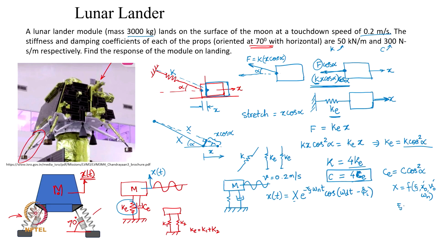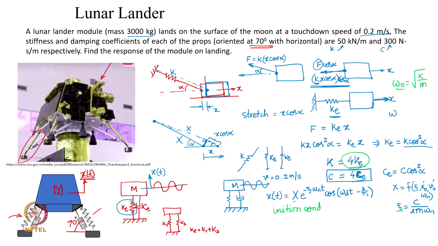Zeta is basically going to be C over Cc. Now, Cc is 2 m omega n. So, you can find out what is omega n. Omega n is square root of k over m. Now, this k is nothing but 4 times the effective stiffness. So, you can find out omega n, you can find out zeta, everything in this case is known. The only thing that you need to understand is the value of the initial conditions.